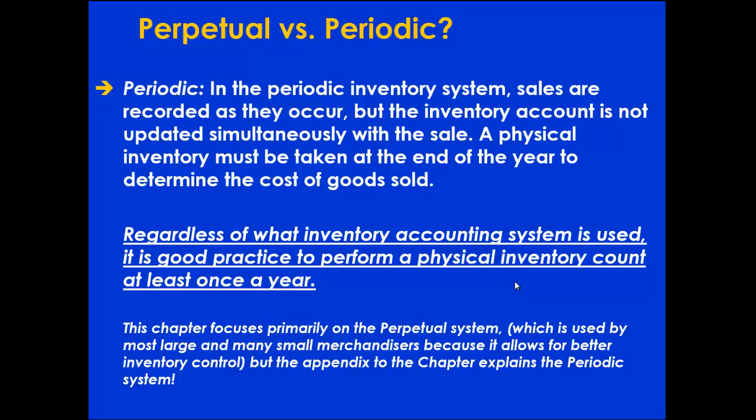Now, regardless of what inventory system is used, it's good practice to perform a physical inventory count at least once a year. So under the perpetual system, we do keep track of all amounts of inventory that come in and go out. But believe it or not, sometimes people steal from businesses. So that was a joke. It happens all the time. So we need to perform a physical count to see if there's a difference between what our accounting records show for inventory and what actually is on hand.